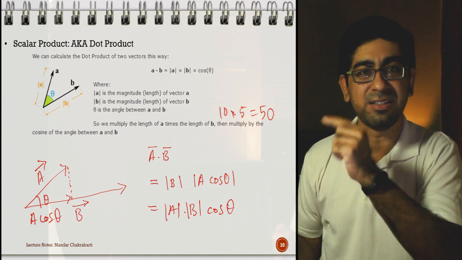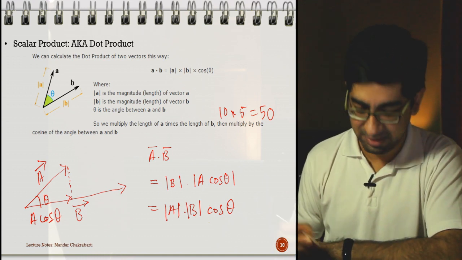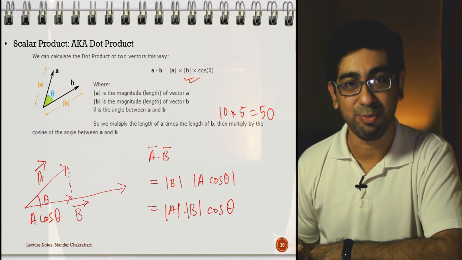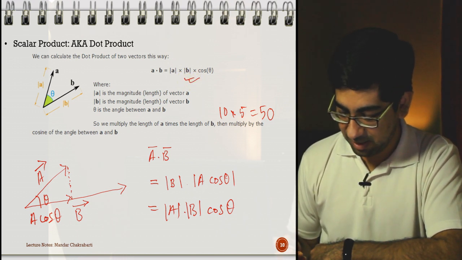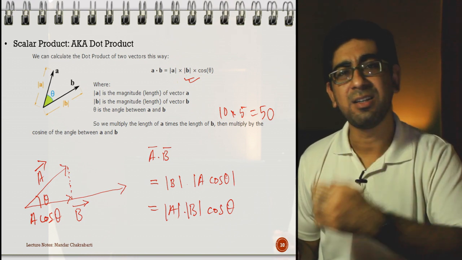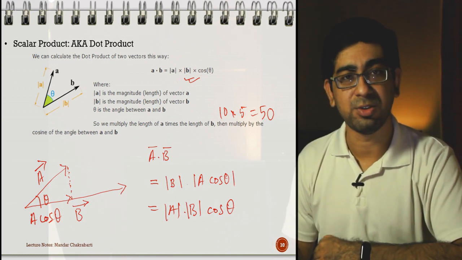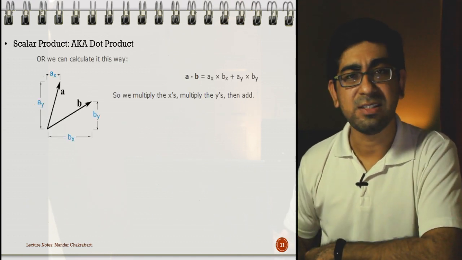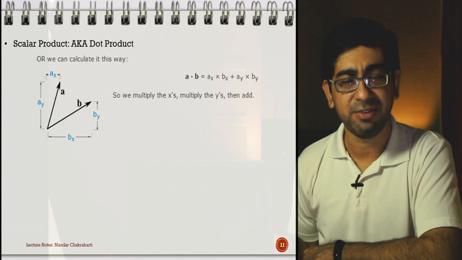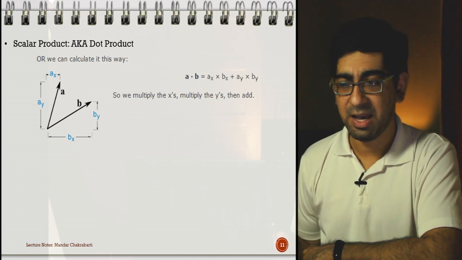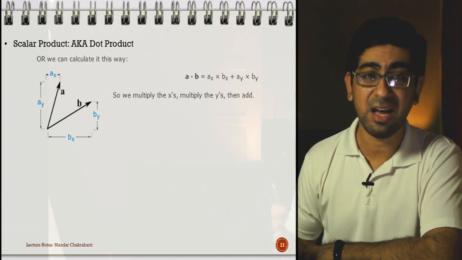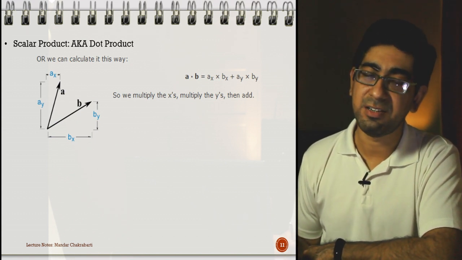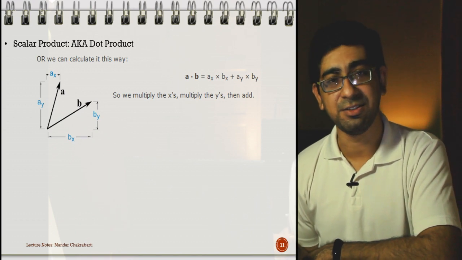Okay, so this is what we finally arrive at. That is how this particular formula has come to be. Now there is another way in which we can approach vector dot products, and let me show that to you. The second way to calculate a vector dot product is by breaking up the vector into its components in the direction of the primary coordinate axes.